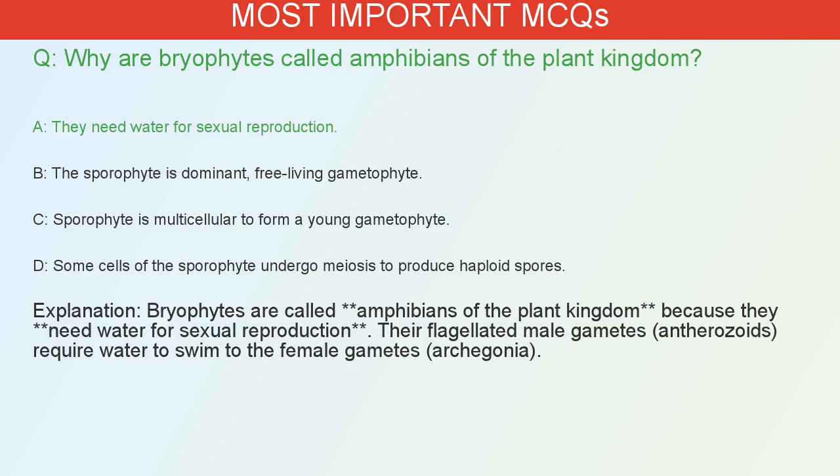The correct answer is A. Bryophytes are called amphibians of the plant kingdom because they need water for sexual reproduction. Their flagellated male gametes, antherozoids, require water to swim to the female gametes, archegonia.